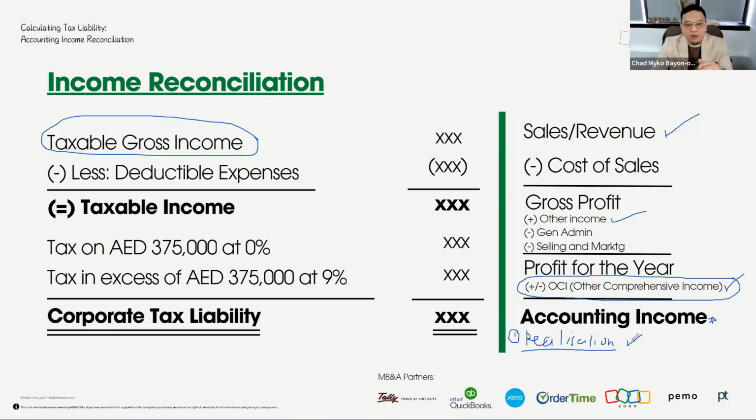If you did not opt for realization basis, then at the end of the year you will need to report that one. But if you opt for realization basis, from the time that the contract has been executed or ended, that's the time you will be recognizing the income. So that's clear. That's the first reconciliation. The first reconciliation is your realization basis.